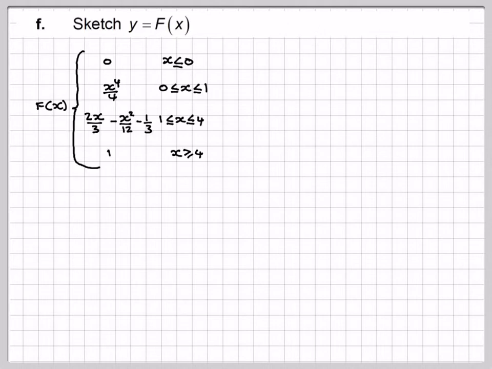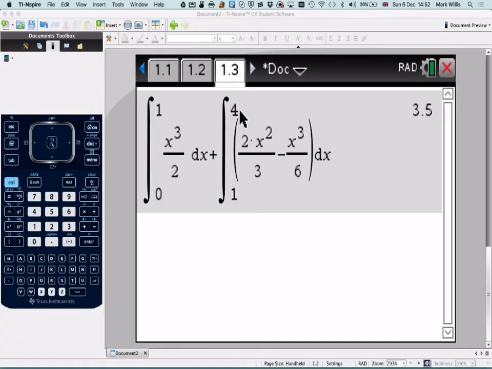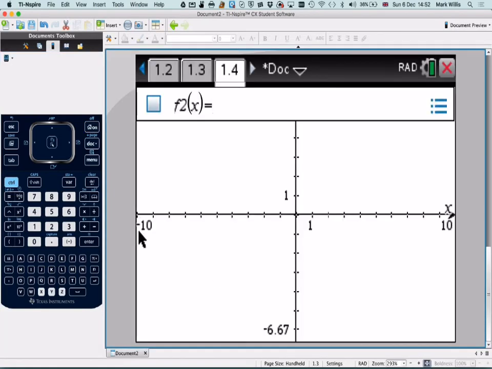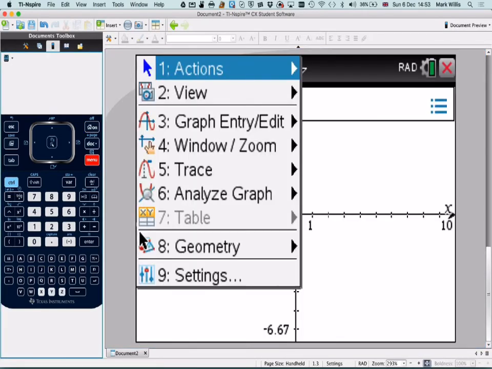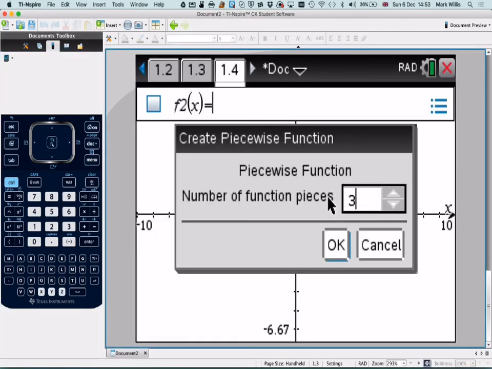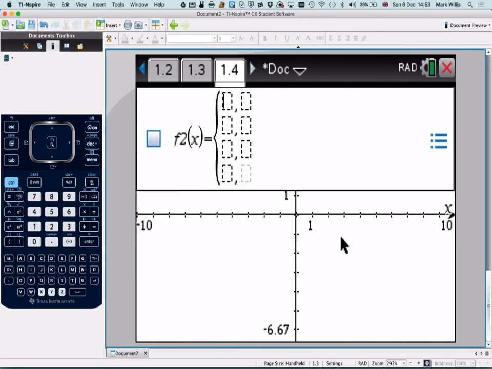I'm going to sketch that now. So going back to my calculator, I'm going to do another one, and this time I want a graph. I need to go to this one and select this one, and I'm going to put 4 things in, although I don't really need to.